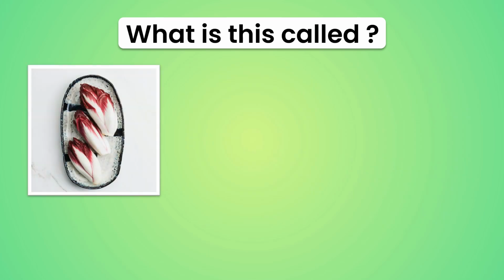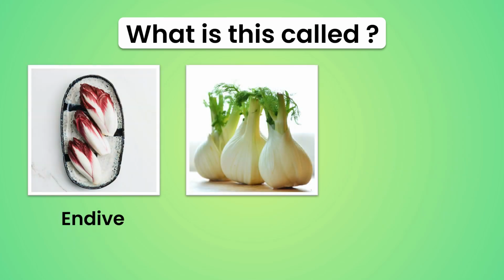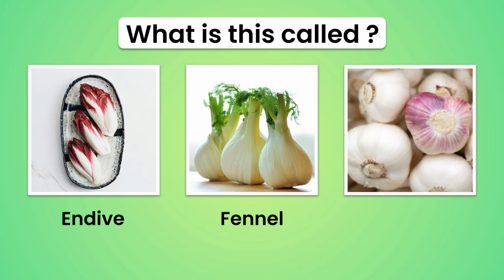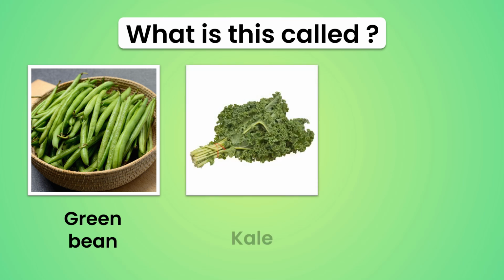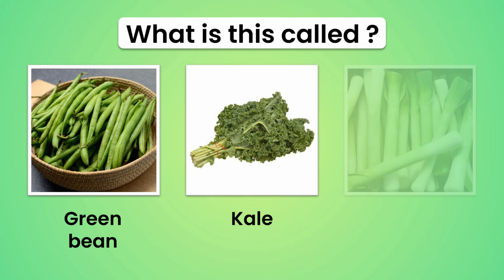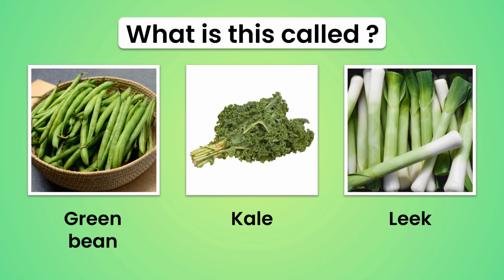What is this called? Endive, fennel, garlic. What is this called? Green bean, kale, leek.